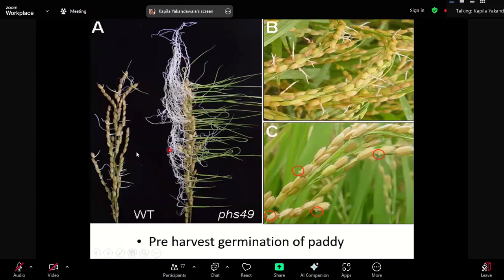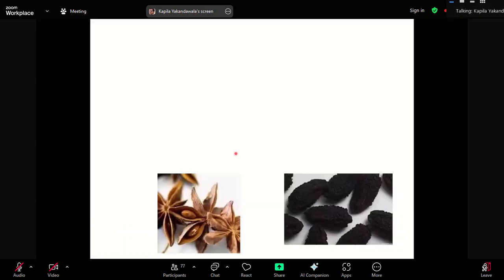So this is pre-harvest germination of rice. This is an issue, right? So it is not good. So dormancy is one way to prevent it.